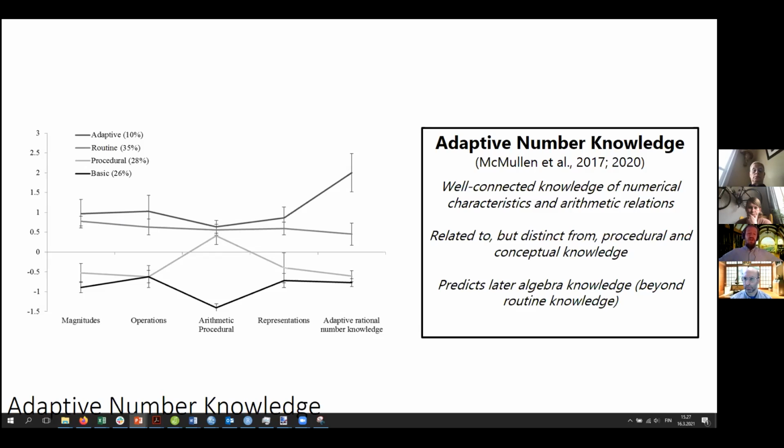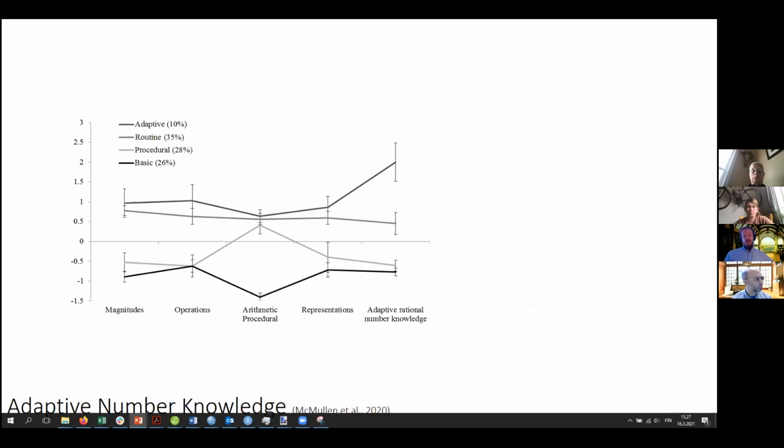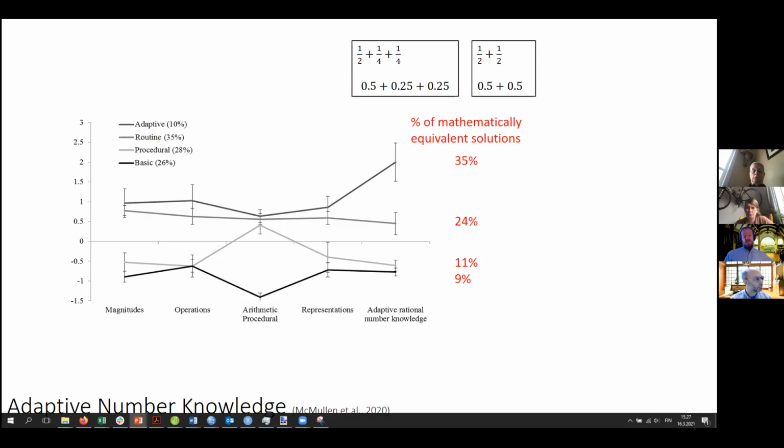When we looked at the type of solutions students in these different profiles offered on the arithmetic sentence production task, we found some interesting patterns. One thing we looked at was their percentage of mathematically equivalent solutions. If you recall, there was both 1/2 and 0.5. So we looked at how often they used the exact same arithmetic relations to find the solution number, but with differing representations. For instance, if they had 1/2 plus 1/4 plus 1/4, then they also had 0.5 plus 0.25 plus 0.25. This clearly aligned with their overall performance levels on the adaptive rational number knowledge task.